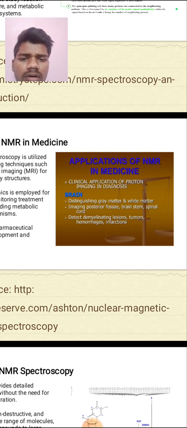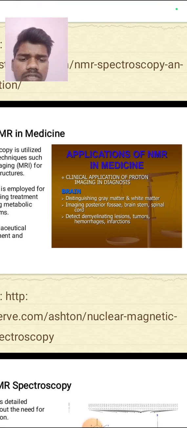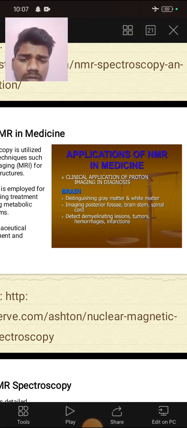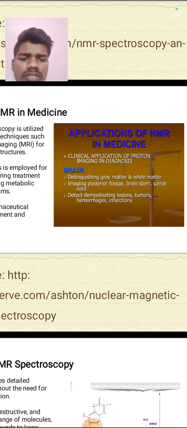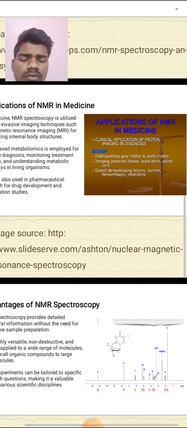Application of NMR in medicine. Clinical application of proton imaging in diagnosis. Brain: distinguish grey matter and white matter. Imaging posterior fossa, brainstem, spinal cord. Detect demyelinating lesions, tumors, hemorrhages, infiltrations.